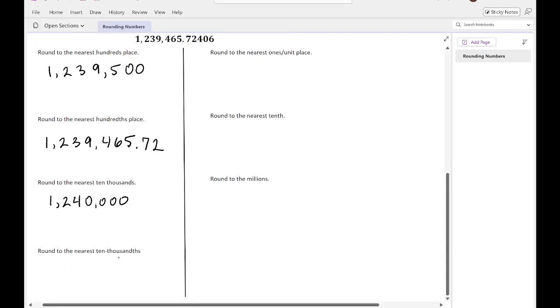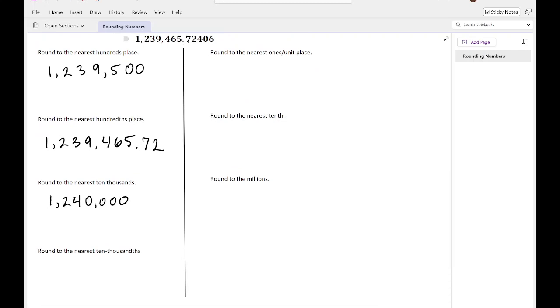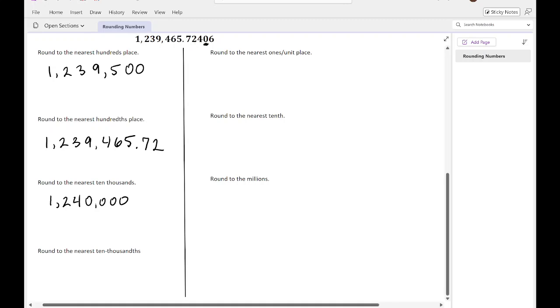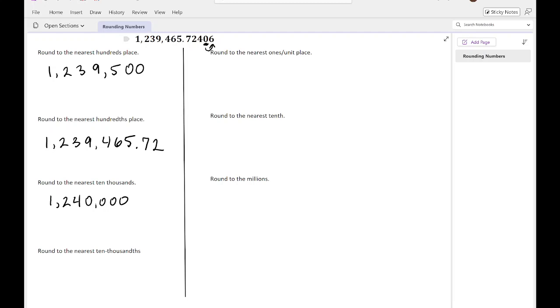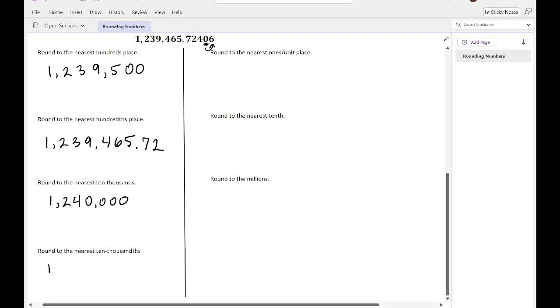Now we're going to round to the nearest ten thousandths. So we're going to go to the decimal and look for the ten thousandths. So it's going to be tenths, hundredths, thousandths, ten thousandths. It's going to be right here at the 0. So it means we're going to look immediately to its right at the 6. 6 is obviously 5 or more. So it means we're going to take that 0 and move it up one spot. So we're going to get 1, comma, 2, 3, 9, comma, 4, 6, 5, decimal, 724, and then we just put a 1 because that's all we're rounding it to.